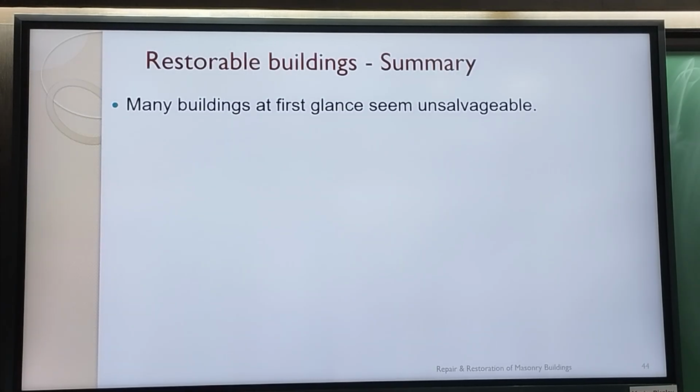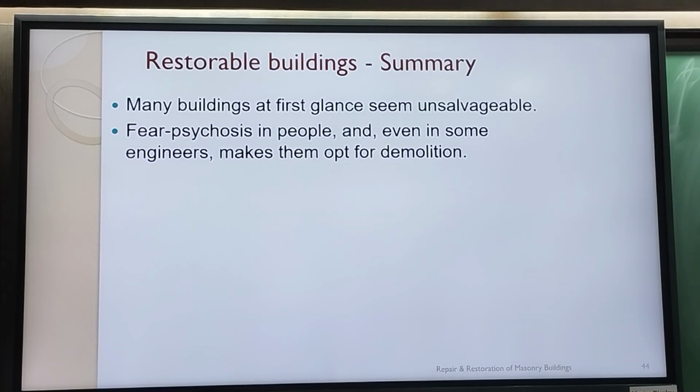Restorable buildings. Just summarizing, many buildings at first glance appear unsalvageable. They look like it's finished. Fear psychosis in people, and even some engineers, make them opt for demolition. In Latur, back in 1993, something like 35,000 houses were destroyed in a very small area. The fear was intense. And over a very large area, 220,000 houses were damaged.